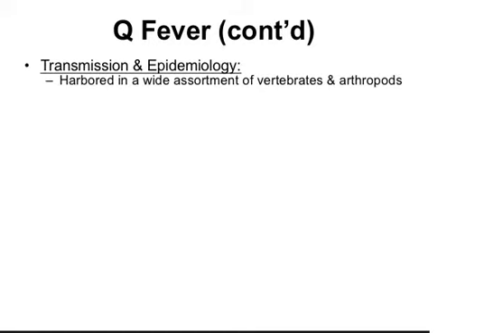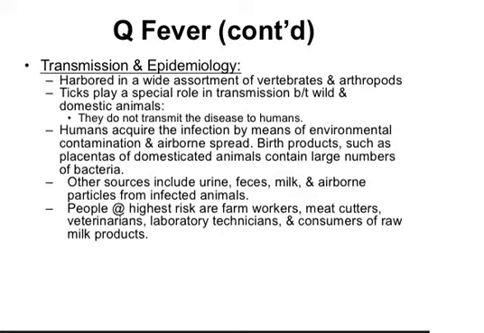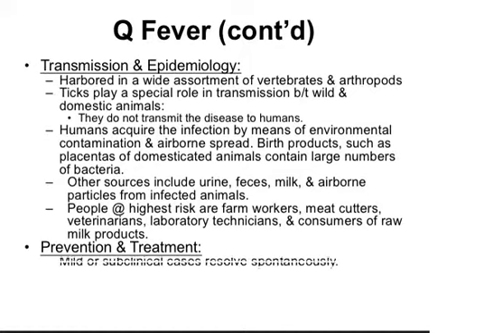How is it transmitted? It's harbored in a wide assortment of vertebrates and arthropods. The ticks are important in transmission between wild and domestic animals, but they don't transmit the disease to humans. They acquire the infection by means of environmental contamination and airborne spread. Birth products like the placenta of domesticated animals contain large numbers of bacteria. Other sources include urine, feces, milk, and airborne particles from infected animals. People at high risk are farm workers, meat cutters, vets, lab techs, and consumers of raw milk.